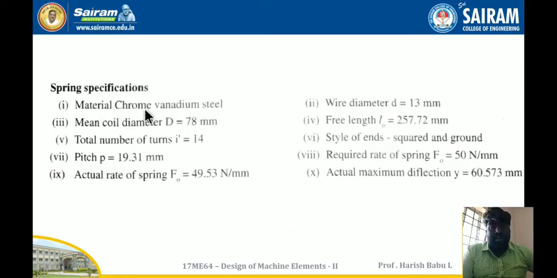So my material is chrome vanadium alloy steel. Mean coil diameter is 78 mm, total number of turns is equal to 14, pitch will be 19.31, actual rate of spring F0 will be equal to 49.53, wire diameter d is equal to 13, free length will be 257.72, style of end will be squared and ground, required rate of spring F0 is equal to 50 Newton per mm, the actual maximum deflection will be 60.573 mm.